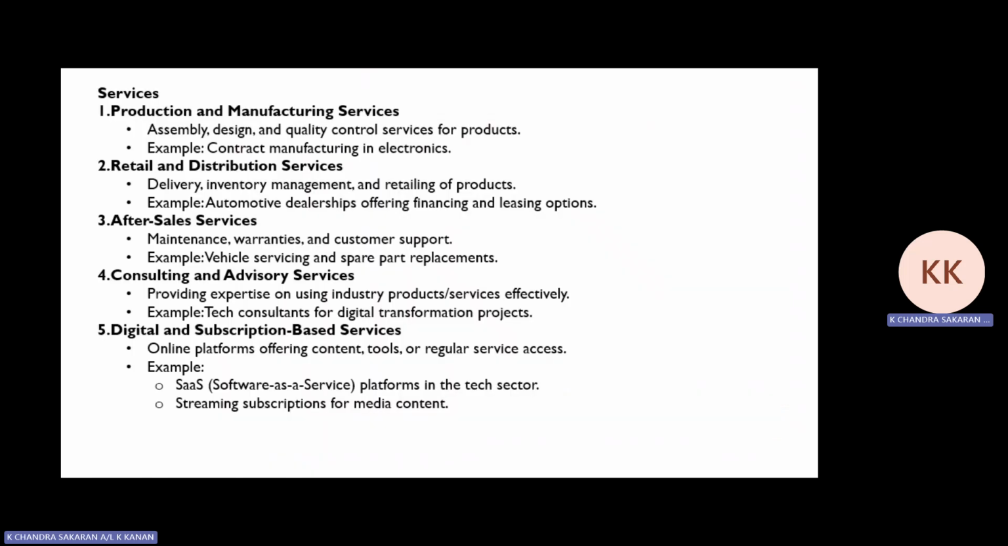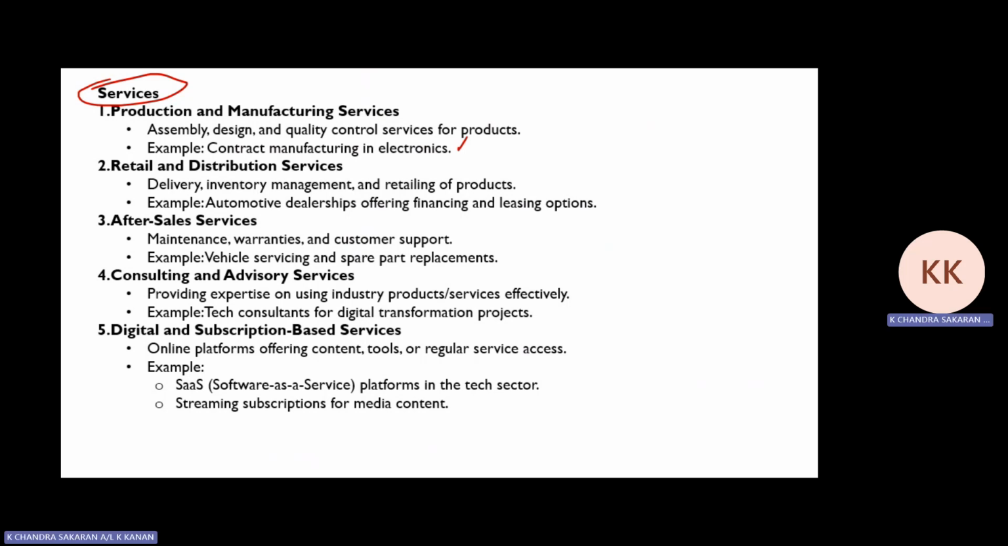Okay, number two, is it a service provider? Service, for example, restaurant business is service. Hair salon business is service. Retail business is product. So for service, what kind of service do they provide? Production and manufacturing service, for example, assembly, design, quality control service for the product. Example, contract manufacturing in the electronic industry.